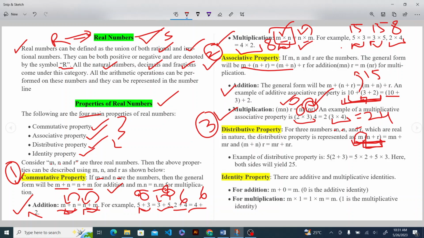And how is the right hand side operated? Here, this m is multiplied by n, and then this plus sign comes here, and then this m is being multiplied with r. So m n plus m r will produce the same value as n plus r multiplied with m. Okay, so this is the distributive property for real numbers.